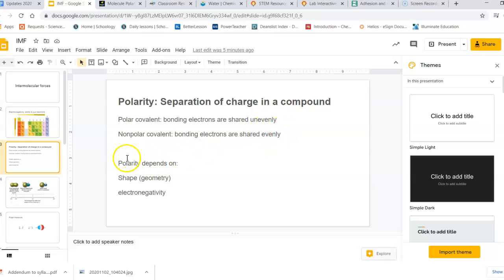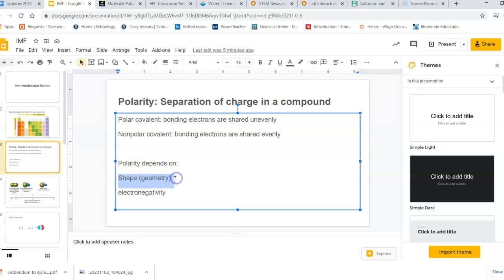In order for us to determine what's polar and what's nonpolar, two things come to mind. One is shape, the shape of a molecule. That was part 3 of your last lesson, a video that I created on the shape of molecules. If you need to revisit that video, I recommend that you either go back to the lesson or send me a message asking for the link. And electronegativity is the second part.